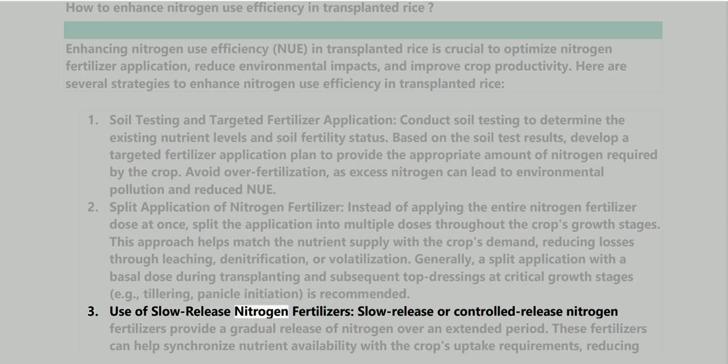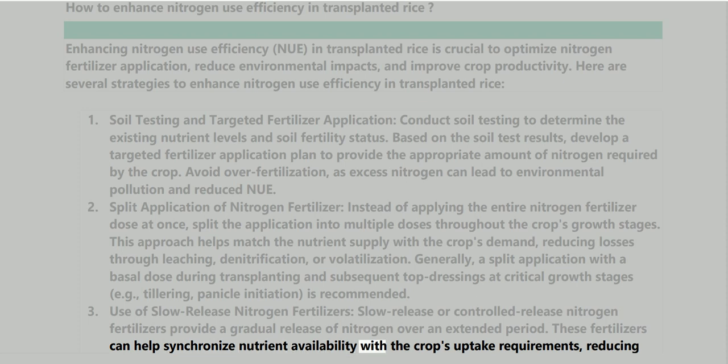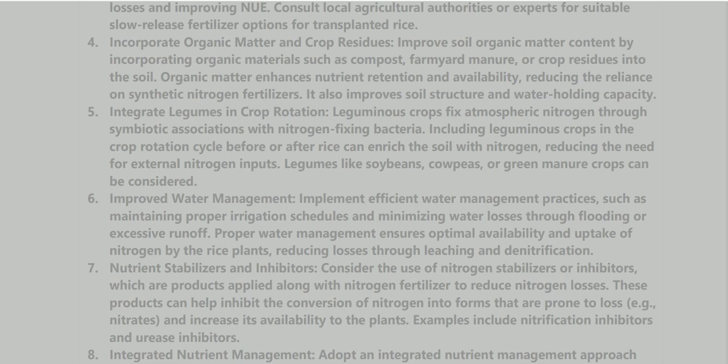3. Use of slow-release nitrogen fertilizers. Slow-release or controlled-release nitrogen fertilizers provide a gradual release of nitrogen over an extended period. These fertilizers can help synchronize nutrient availability with the crop's uptake requirements, reducing losses and improving NUE. Consult local agricultural authorities or experts for suitable slow-release fertilizer options for transplanted rice.